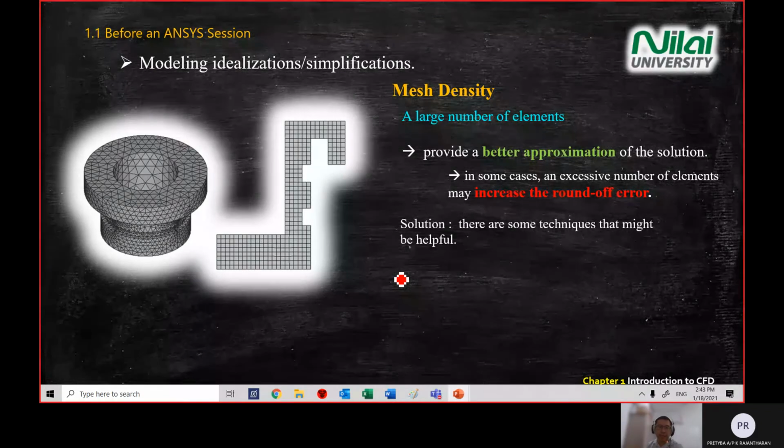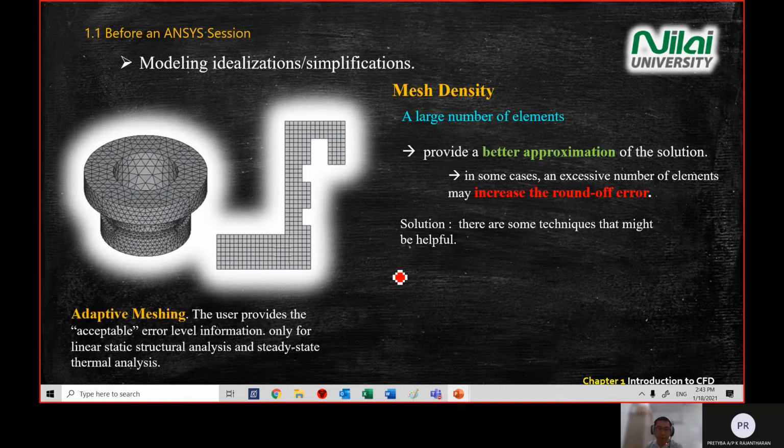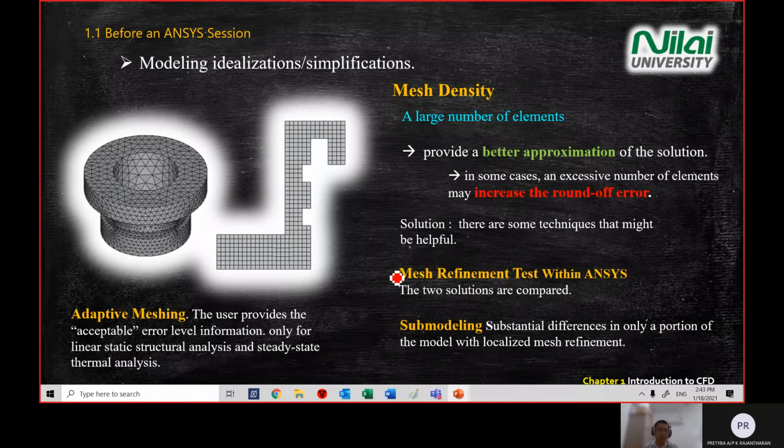So of course, there are some guidelines on how to reduce the error or give you a better approximation in your results. So there are a few techniques. There are three techniques here, a little bit textbook definition here.